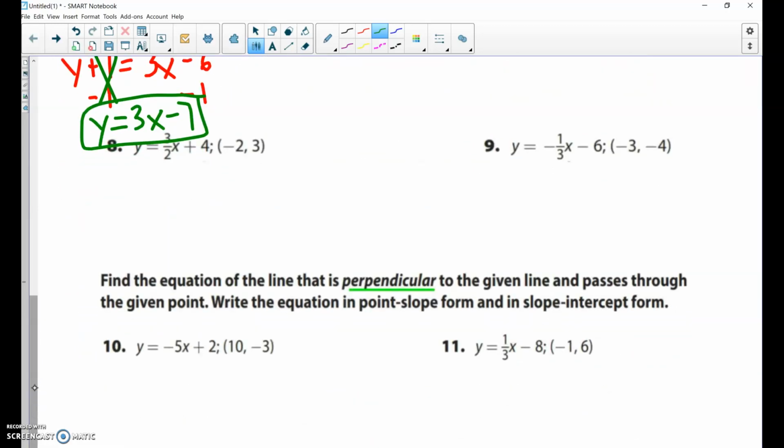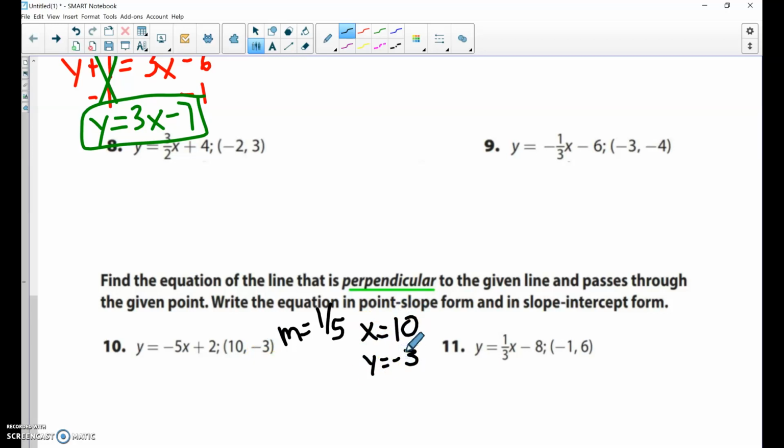10. Okay, so here we have to find the equation of the line that is perpendicular to the given line and passes through that point. So here we're looking at perpendicular to negative 5. Remember, when I do whole numbers, the opposite reciprocal of negative 5 over 1 is positive 1 over 5. So that's going to be our new slope. The x they give us here is 10. And the y they give us is negative 3.